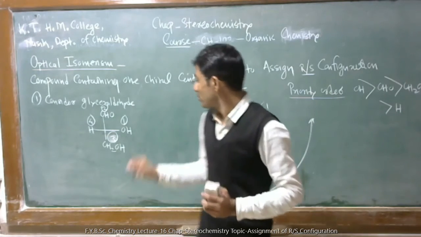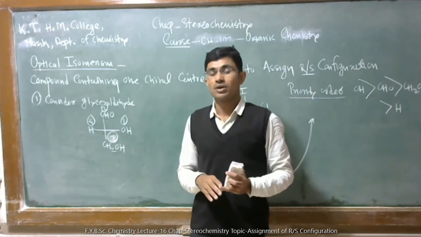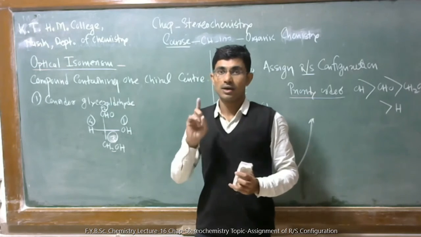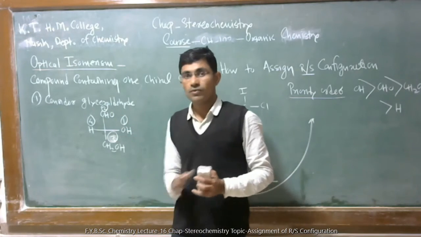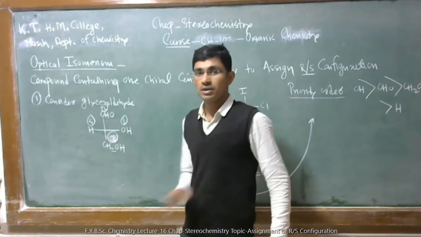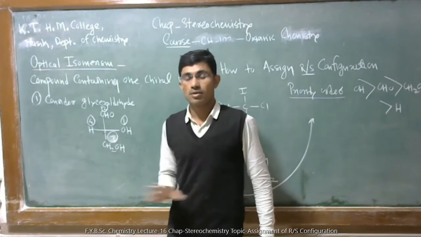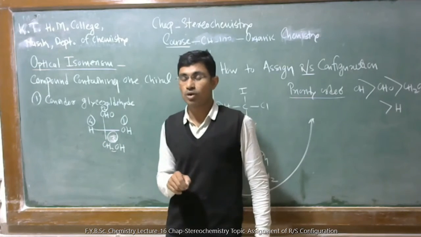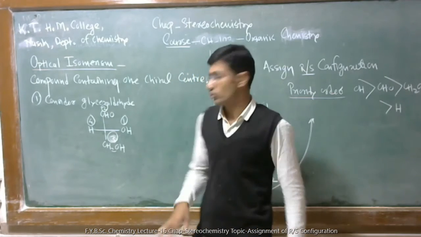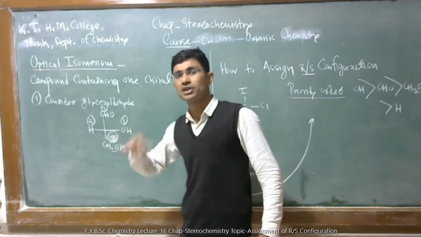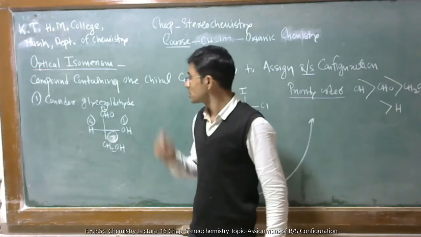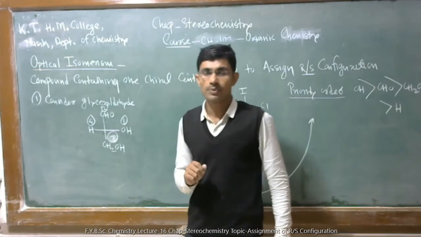If you remember, in the Fischer projection formula, if you interchange two groups, we get the enantiomer of this compound. Means if you interchange these two groups or these two groups, we get the enantiomer of this molecule. But if you interchange two groups two times, we get the original molecule. This is a characteristic of the Fischer projection formula.